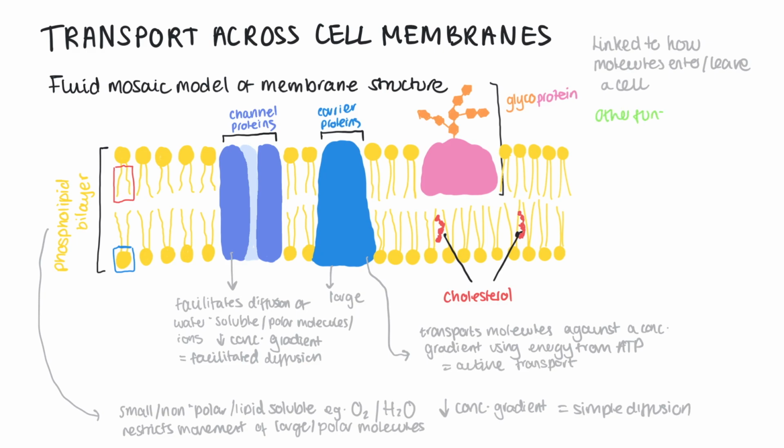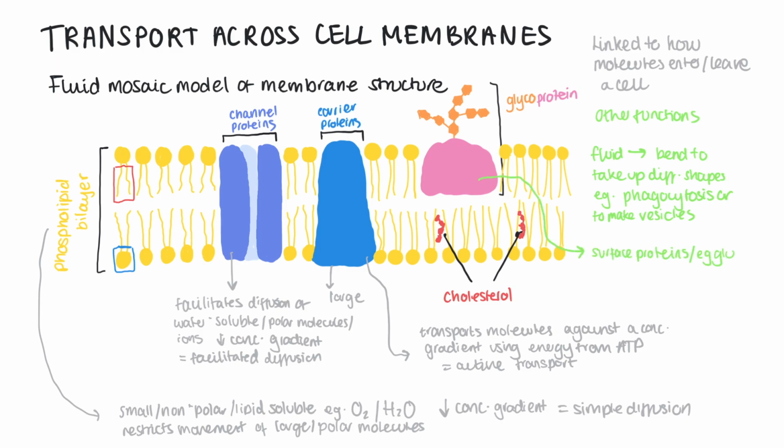There are features of the cell surface membrane that also adapt it for its other functions. So, for example, the fact that the phospholipid bilayer is fluid means that it can bend to take up different shapes, for example during phagocytosis, or to make vesicles. Also, some surface proteins, for example glycoproteins, often act as receptors or antigens and therefore have a role in cell communication and cell signalling.